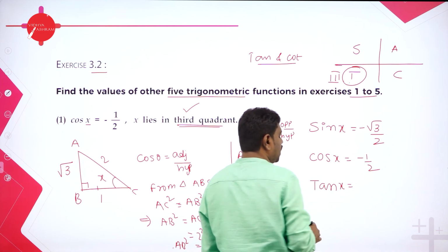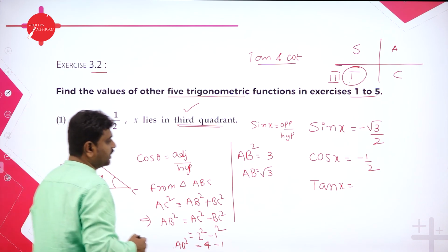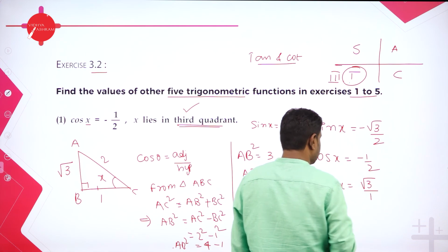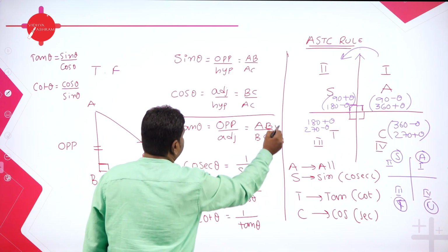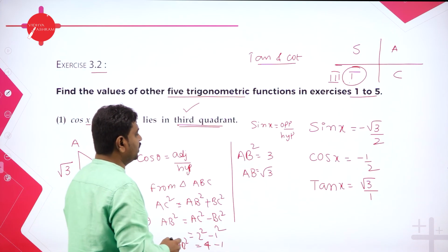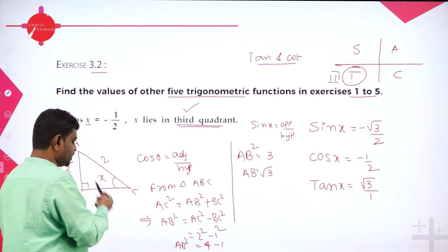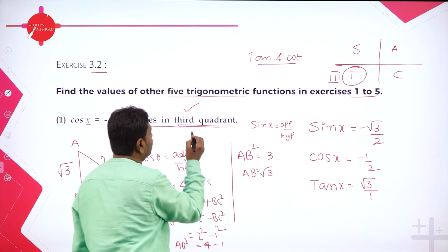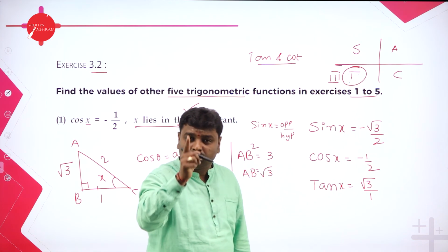And tan. What is meant by tan? Tan means opposite by adjacent. Root 3 by 1. So I told you just now, tan theta means opposite side divided by adjacent. Opposite means this divided by this, so we'll get root 3 by 1. Opposite is root 3, adjacent is 1, and I am taking positive. Why? Because x lies in third quadrant. In third quadrant, the alphabet is T. T means tan and cot, both are positive.